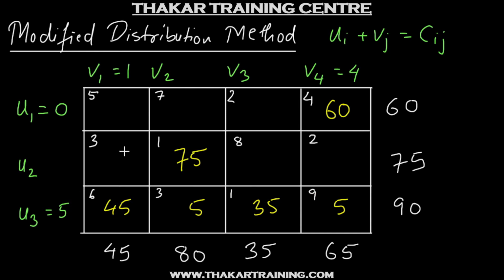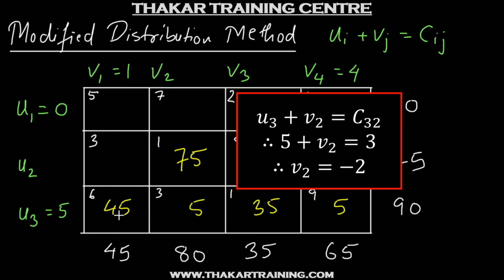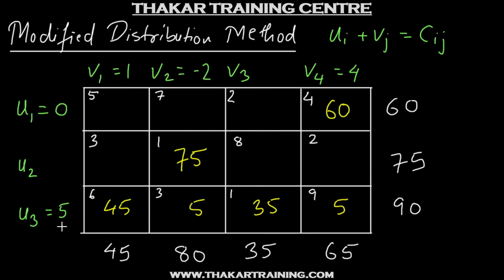So we have 5 plus 1 equal to 6. Similarly, in this row, we also have this cell which has an allocation. The associated cost is 3. This is u3, this is C32. So u3 plus v2 should be equal to 3. u3 is 5. So v2 should be equal to minus 2. So we'll have 5 minus 2 equal to 3.